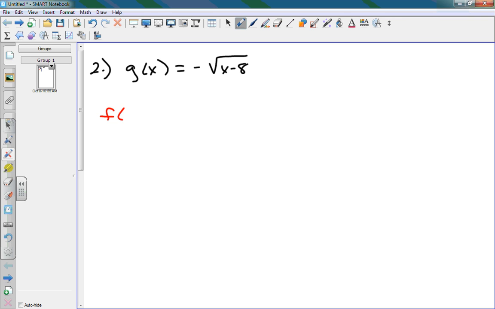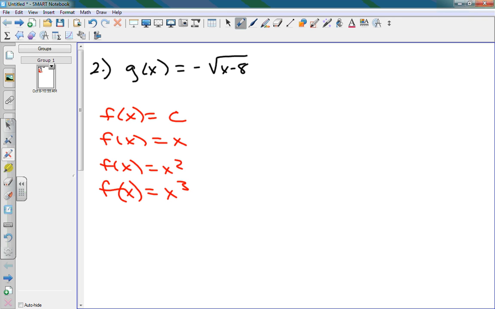We have several different parent functions. C, which is a horizontal line. X, which is a line with slope positive or negative. Our parabola, which is x squared. Our spaghetti function, which is x cubed. Our absolute value function, which is |x|. And then our last one, the square root of x, which is the one-armed bandit, right? Okay, so now with that said, which one is the parent function for this? The square root of x.